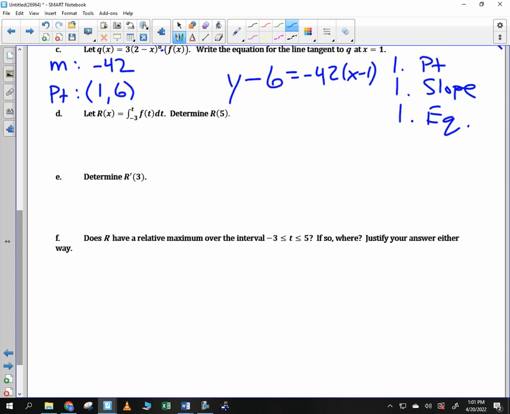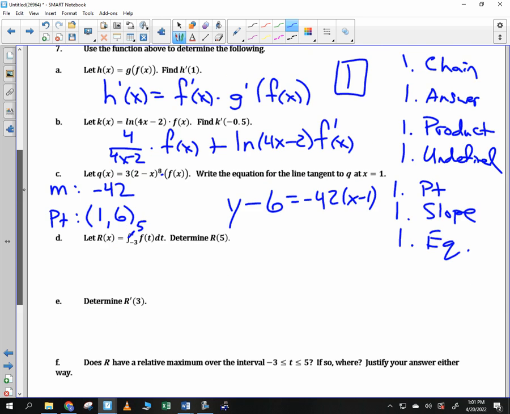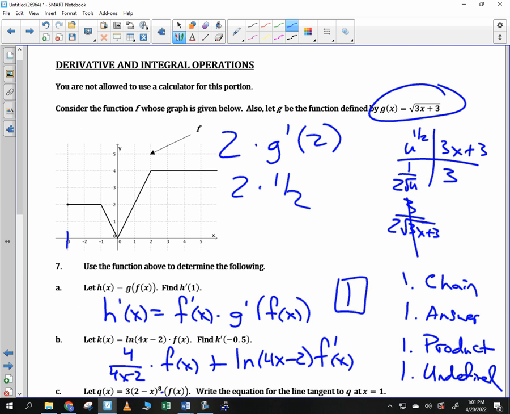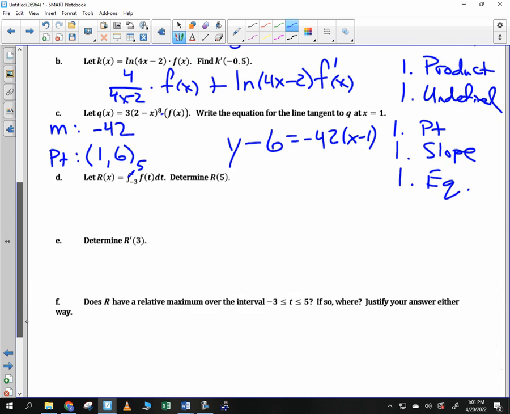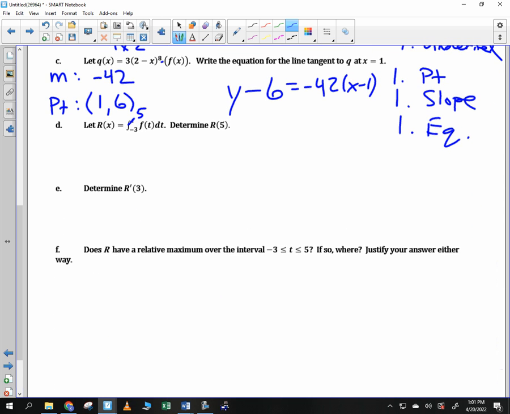If our function is equal to this thing, we're trying to determine r of 5. That means we plug in 5, which basically means that what you're doing is you're trying to find the area from negative 3 all the way over to 5. And as you try to find the area from negative 3 all the way over to 5, you should get 21. Get 1 point for the answer.